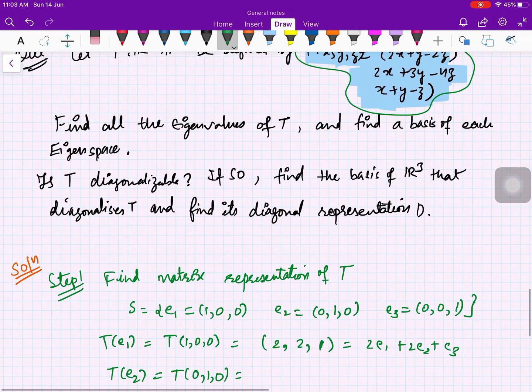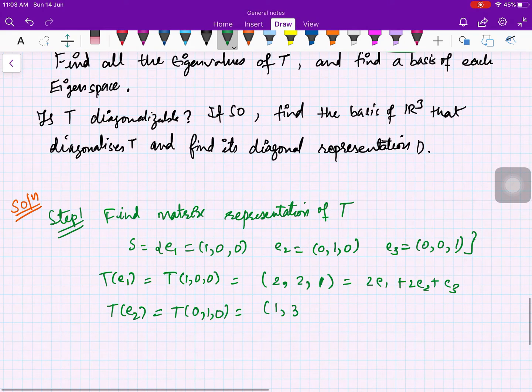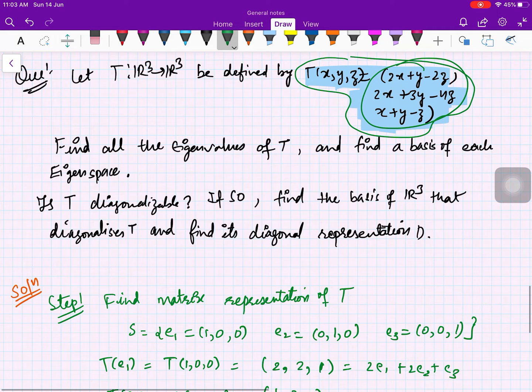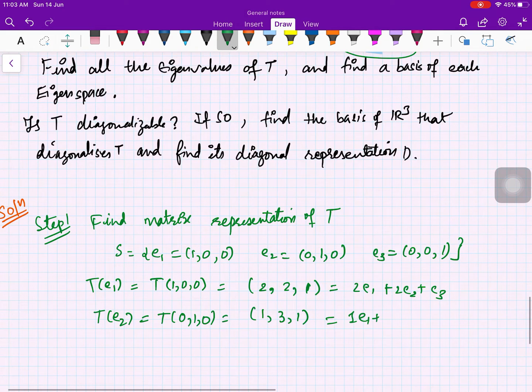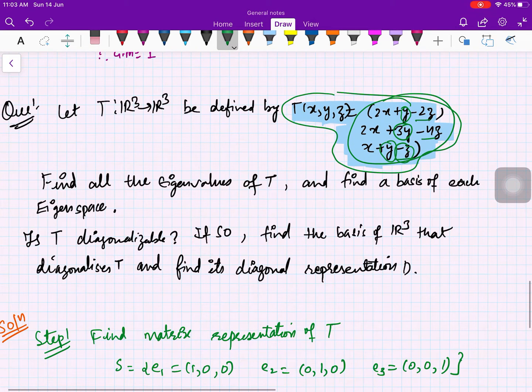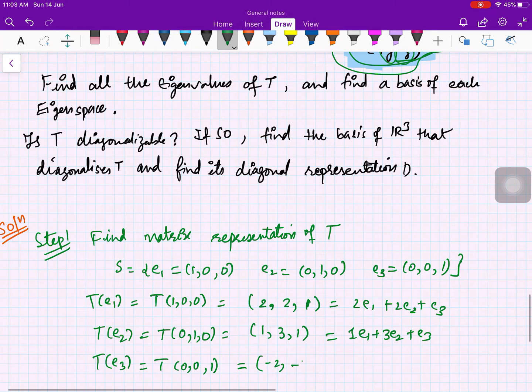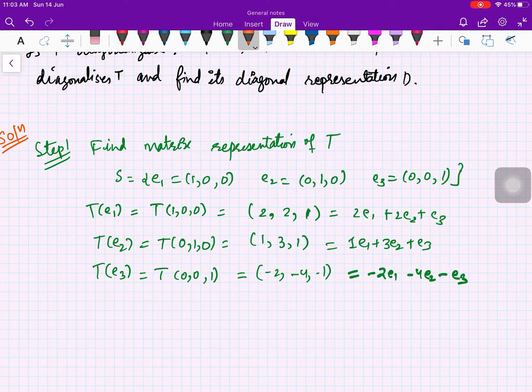Then T of E2 which is T of (0, 1, 0), you just put it in this formula, so y is 1, so you'll get (1, 3, 1). Right, so this is 1E1 plus 3E2 plus E3. And then T of E3 is T of (0, 0, 1). You put it here, so you have (minus 2, minus 4, minus 1), so this is equal to minus 2E1 minus 4E2 minus E3.